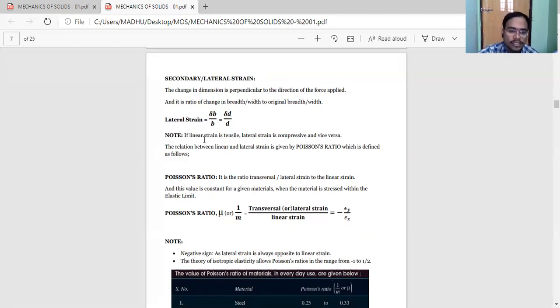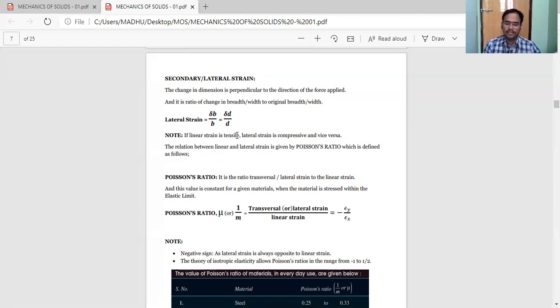One note is given here. If linear strain is tensile, lateral strain is compressive, and vice versa. If the linear or primary strain is tensile, then the lateral strain, the change in dimensions of the cross section, is compressive. The dimensions are decreasing. If in one direction dimensions are increasing, in the other direction the dimensions will decrease.